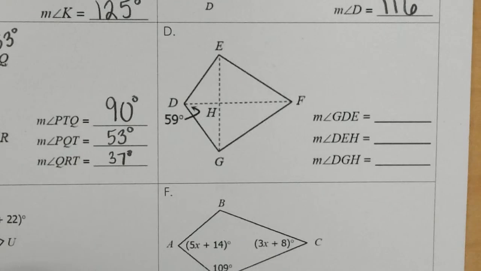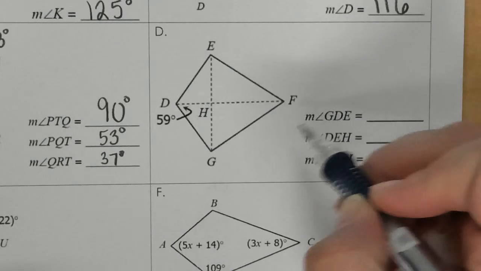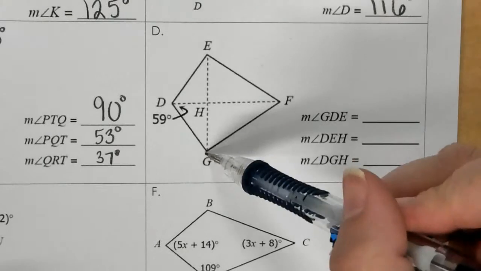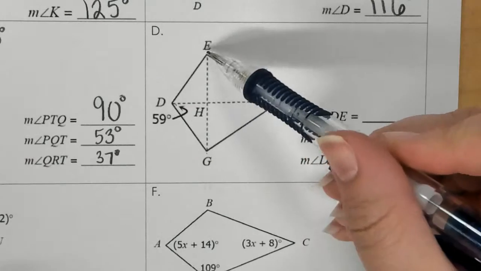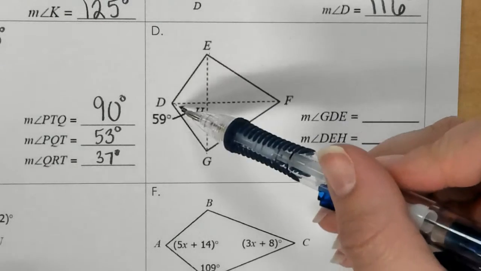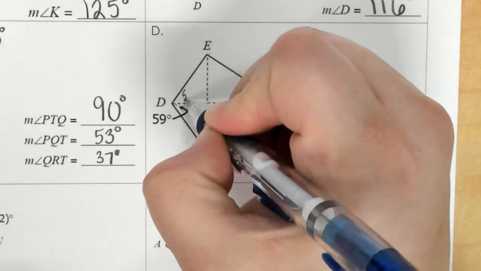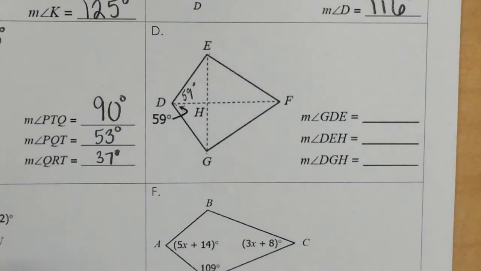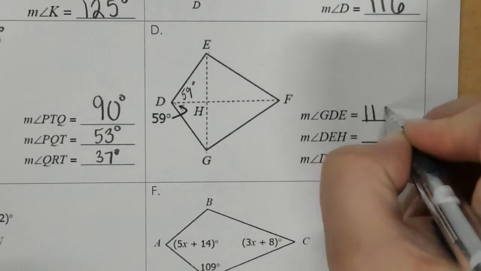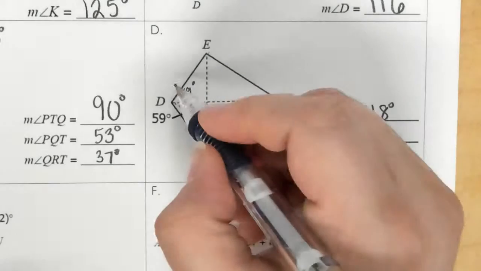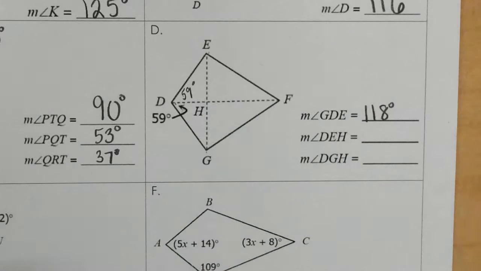Okay? In letter D, angle GDE. So if this is 59, this side is also 59, and if I add those together, we get 118. To get the whole angle.